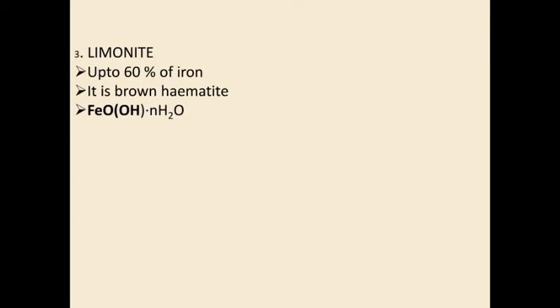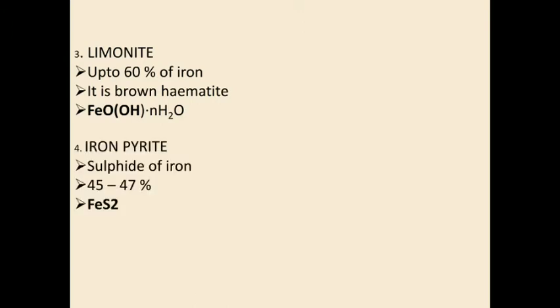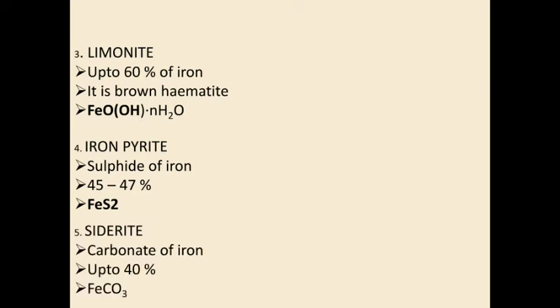Next one is limonite. Limonite is the brown hematite. It contains about 60% of iron. It is the hydrated iron oxide. Next one is iron pyrite. It is a sulfide of iron which contains about 45 to 47% of iron. Its formula is FeS2. Next one is siderite. It is a carbonate of iron, that is FeCO3. It has up to 40% of iron.